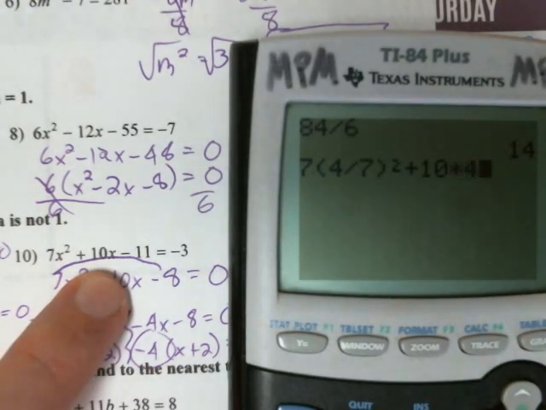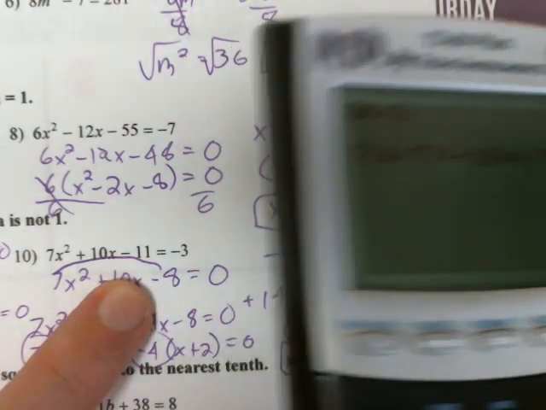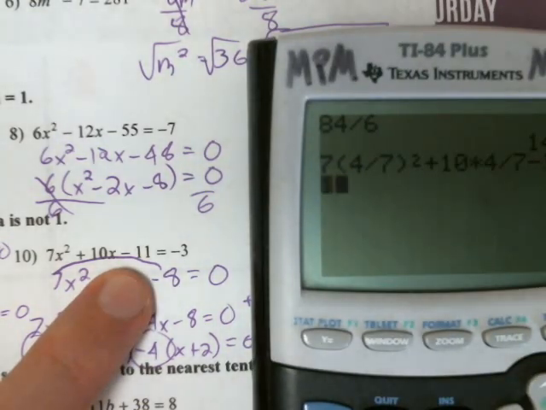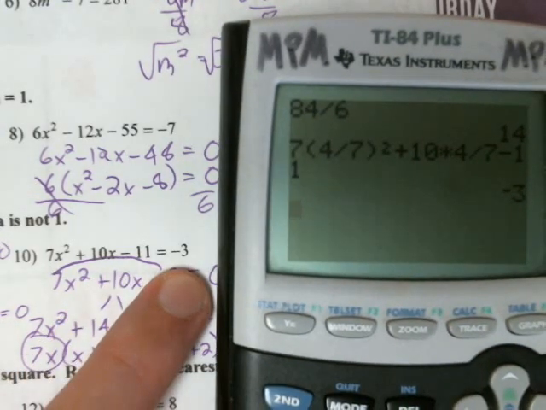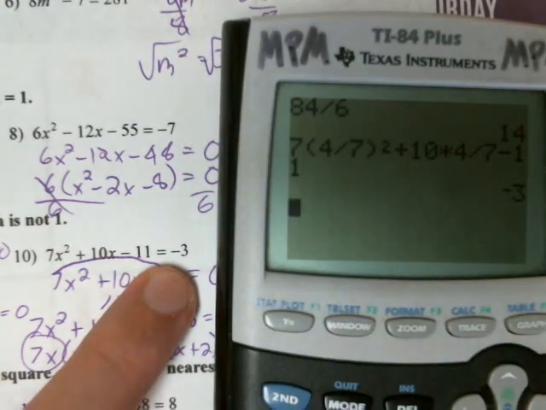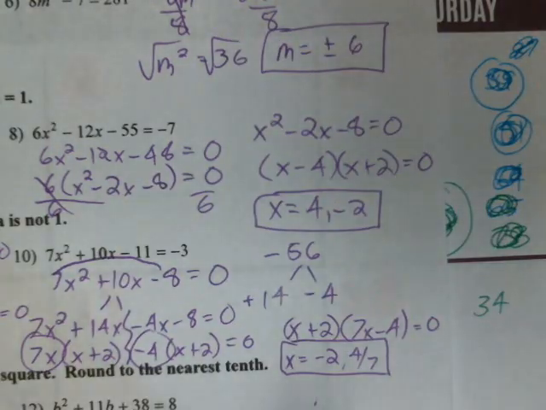So 10 times 4 divided by 7, and then minus 11, that better equal what? That better equal the right-hand side of the equation, negative 3. Guys, it doesn't take but 5, 10 seconds to plug this in. That lets you know, hey, I did it right, I can move on to the next question, or wait a minute, I made a mistake. Let me go back and see if I can find my mistake.